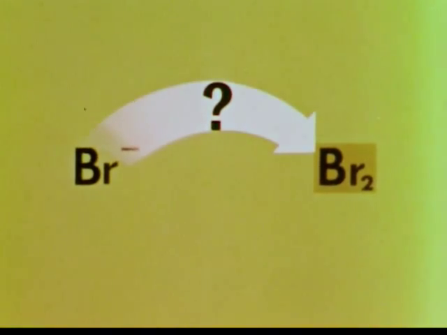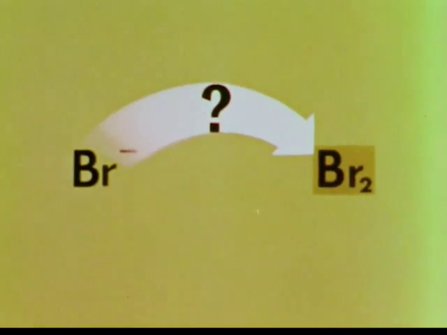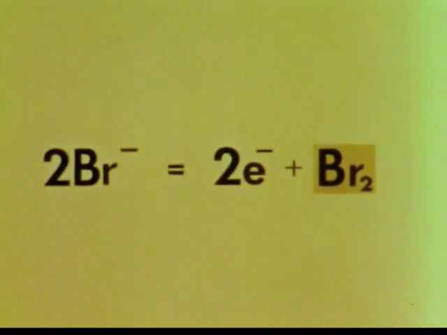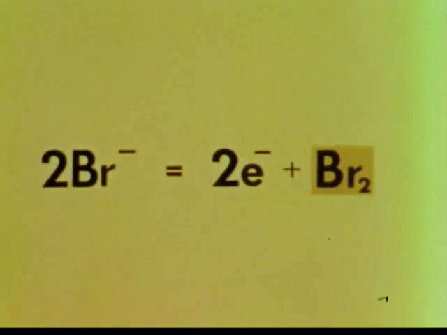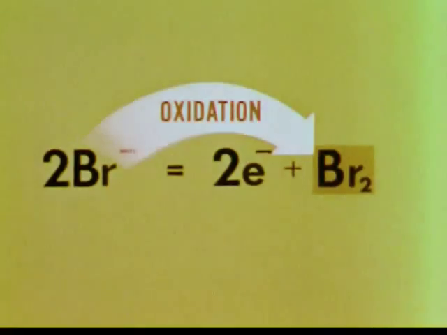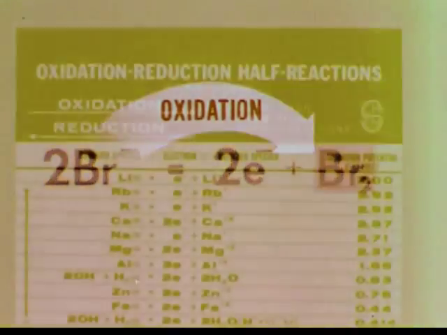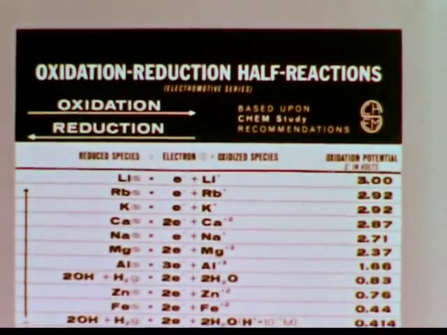What is needed to change the bromide ions to elemental bromine? From the formulas, we see that 2 bromide ions can form a bromine molecule by losing 2 electrons. That is, the bromide ions must undergo oxidation. To find an oxidizing agent, we refer to a set of E0 values.